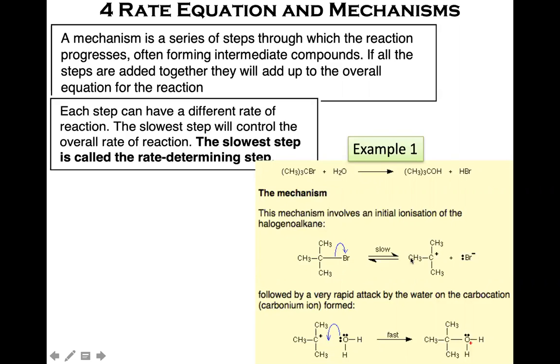The mechanism will tell you that for this particular example, SN1 of a halogenoalkane, it actually involves two steps or two stages. First is the breaking of the carbon-bromine bond, and then you form the carbocation, and then you form the bromide anion. Later on, the carbocation is being attacked by the water, and then you form the product.